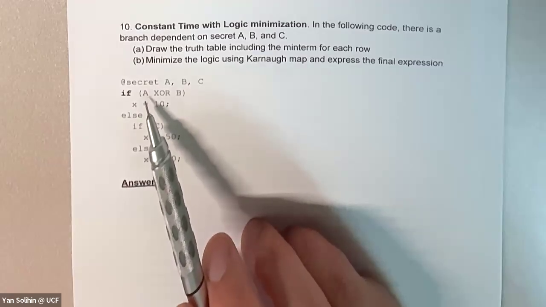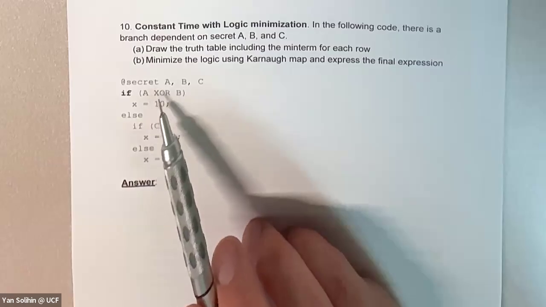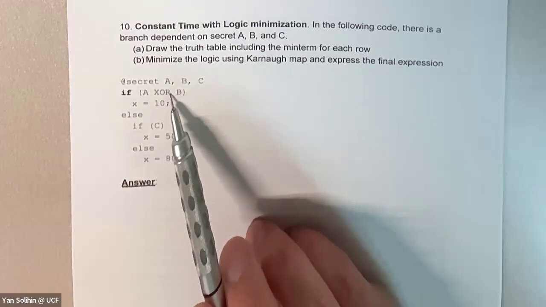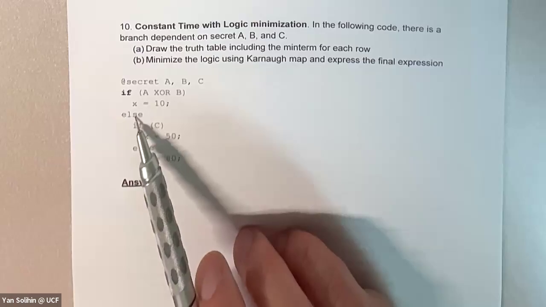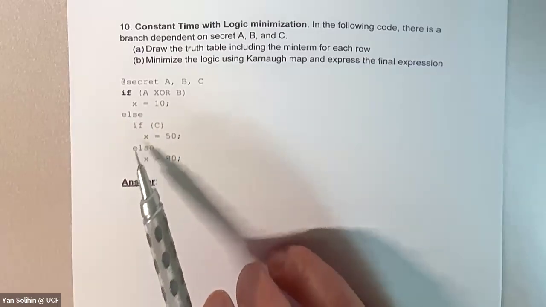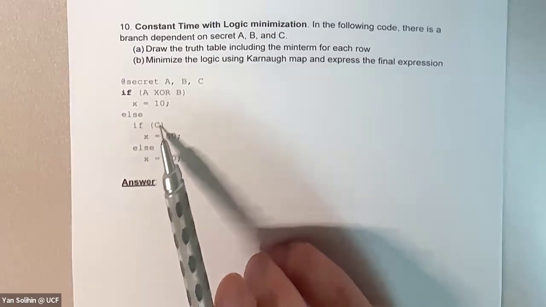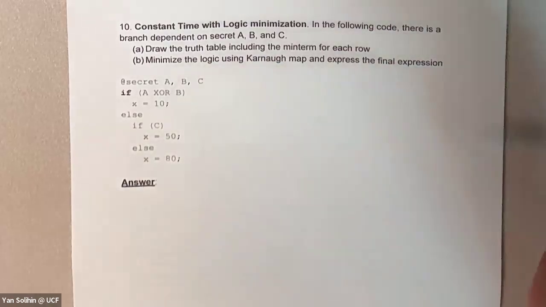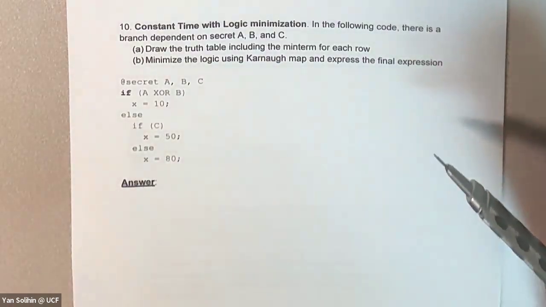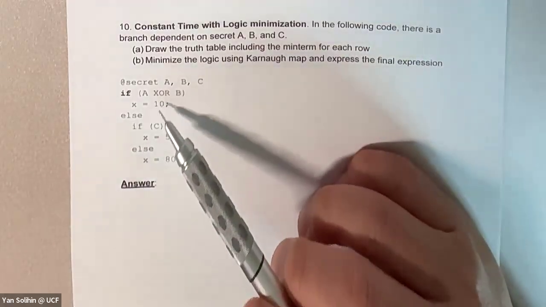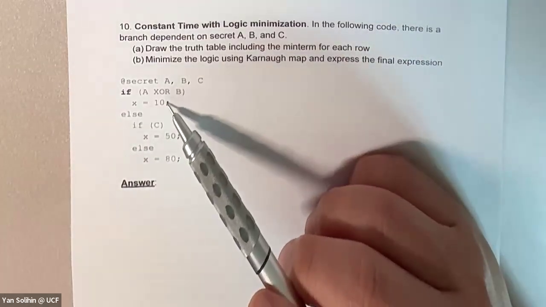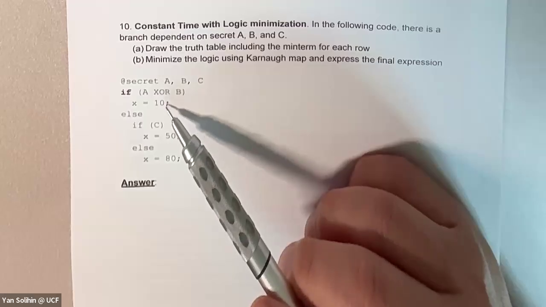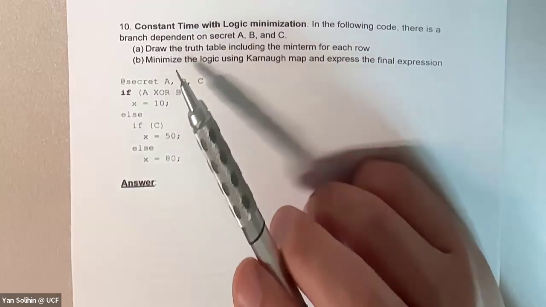So here the condition is A XOR B. And then later on, there is another branch in an else path. And here is an if C and else. Okay, so that's the situation. And then in each of the paths, the value of X is changed to 10, 50, or 80.